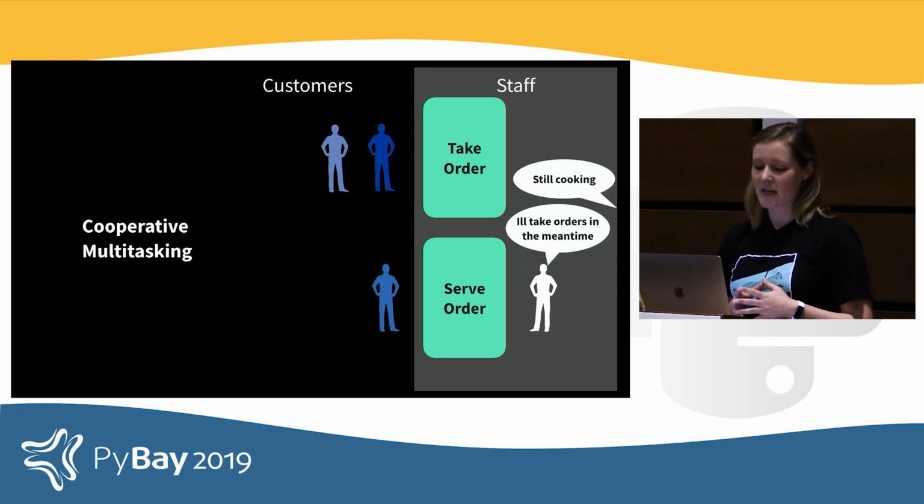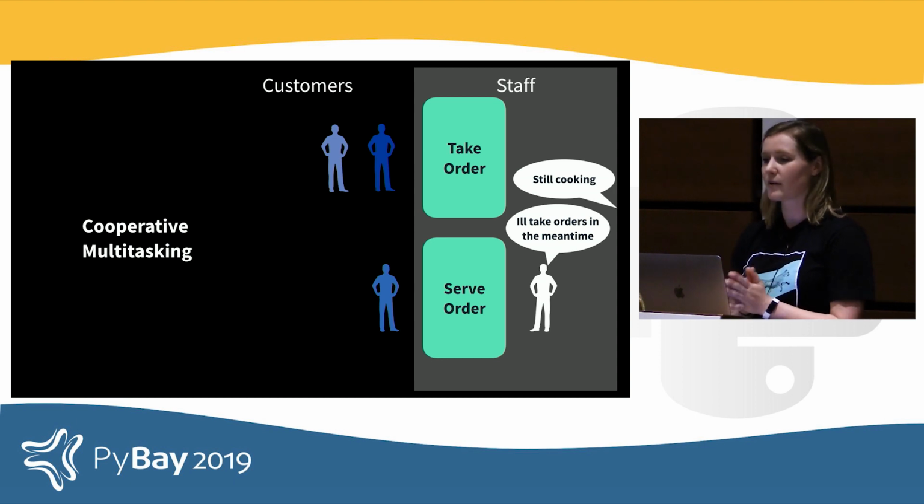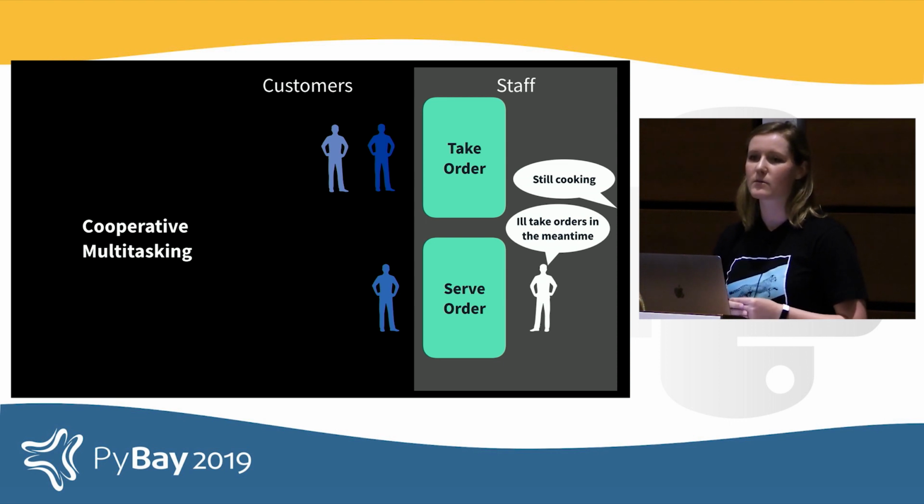For cooperative multitasking, the tasks have complete control over when to pause for other tasks to run. This enables tasks to pause at more ideal times in order to make use of downtime. In our restaurant example with cooperative multitasking, if the person serving orders has downtime, then they can switch and start taking orders to better make use of this downtime.